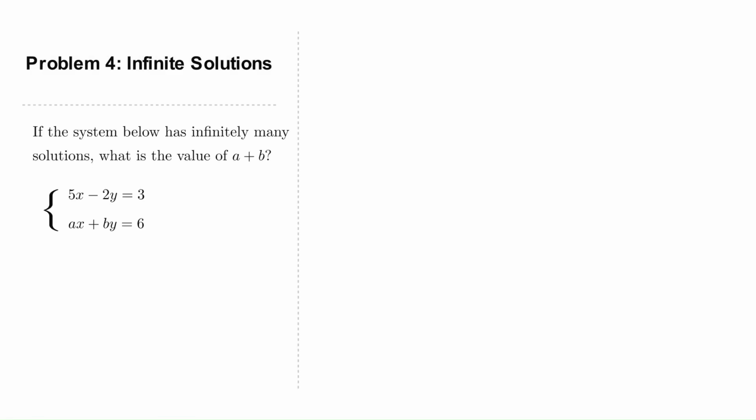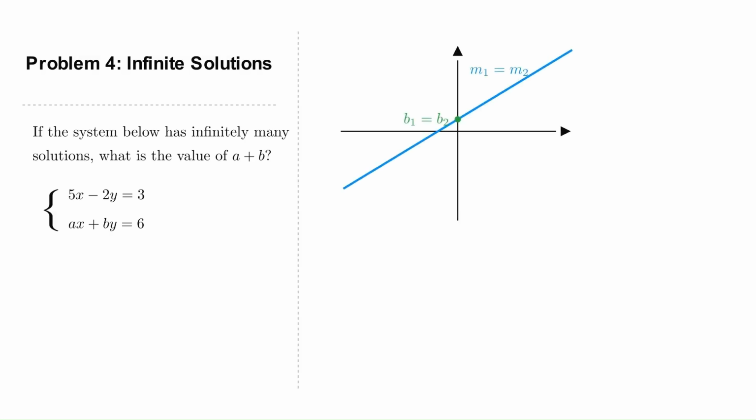Now, in this problem we need to find the sum of the missing coefficient a and coefficient b given that the system of equations has infinitely many solutions. For a system to have infinitely many solutions, the two equations must represent the exact same line, meaning they have the same slope and the same y-intercept.